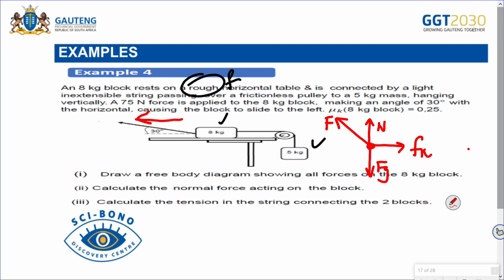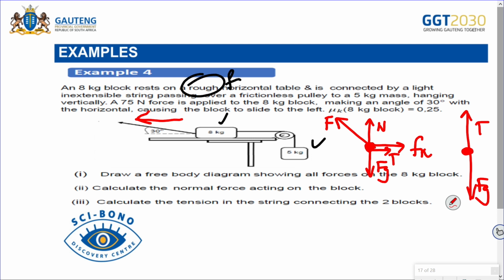And for the 5 kilogram block, there are only two forces: the Fg and the tension, which means that even here we should have tension because there's a cable or a string there. So there's also the tension. These are the free body diagrams for both objects.